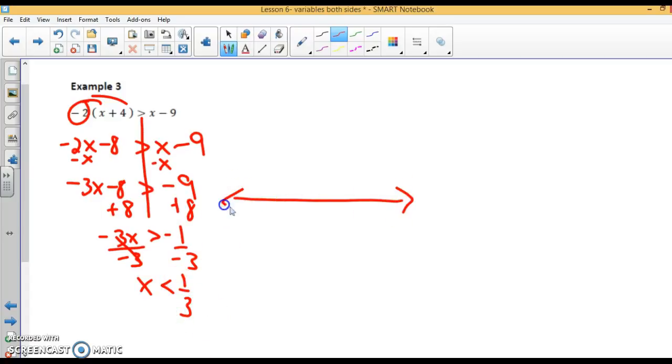So when I graph this, x is less than 1/3, I should have said. I'm going to have an open circle, shaded left.